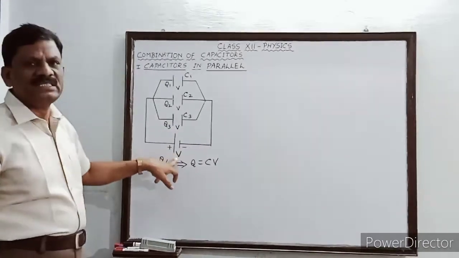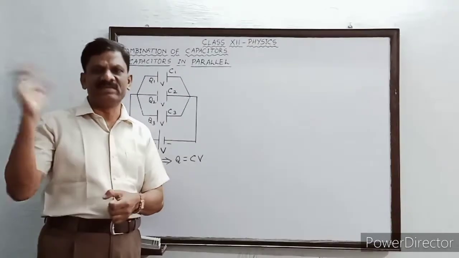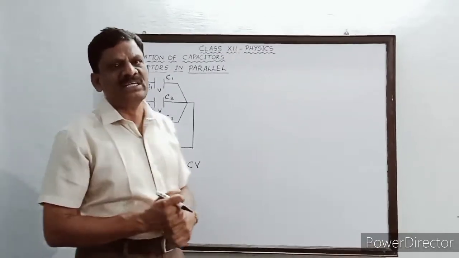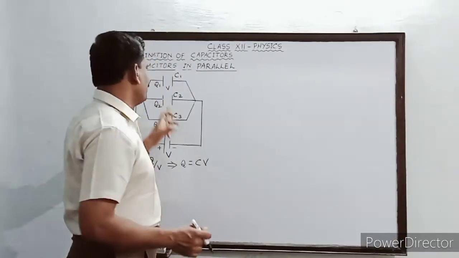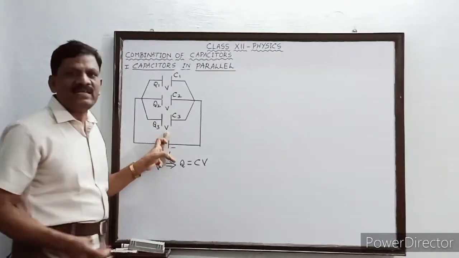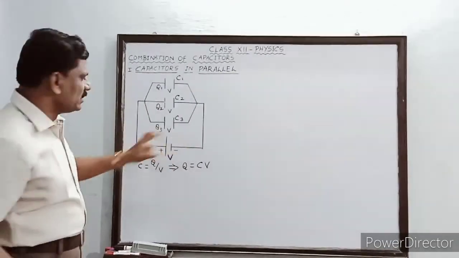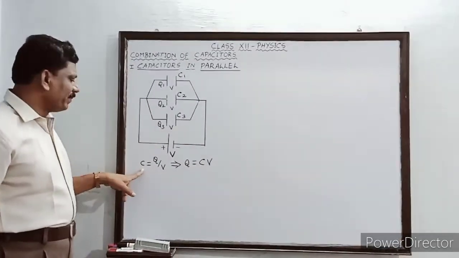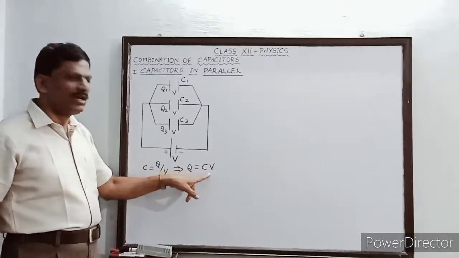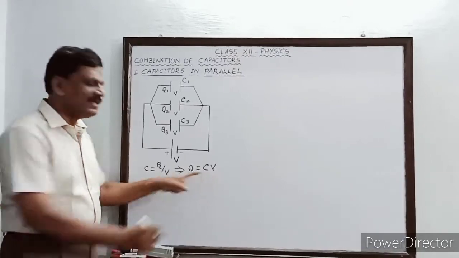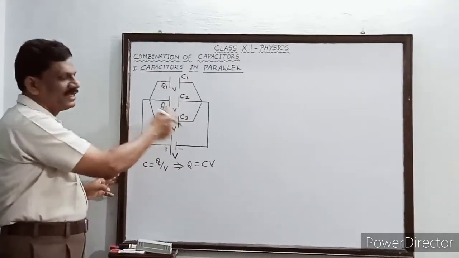But the applied potential difference V will be the same in parallel combination. We have already studied this in the previous 10th standard. In a parallel combination of these devices, the potential difference across each capacitor will be the same, namely V. So from the definition of capacitance, C equals Q by V, this implies that Q is equal to CV. Apply this expression Q equals CV for each part of the circuit.